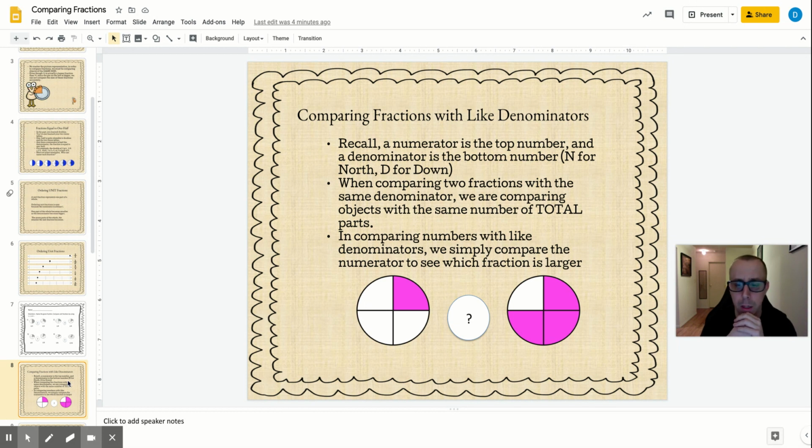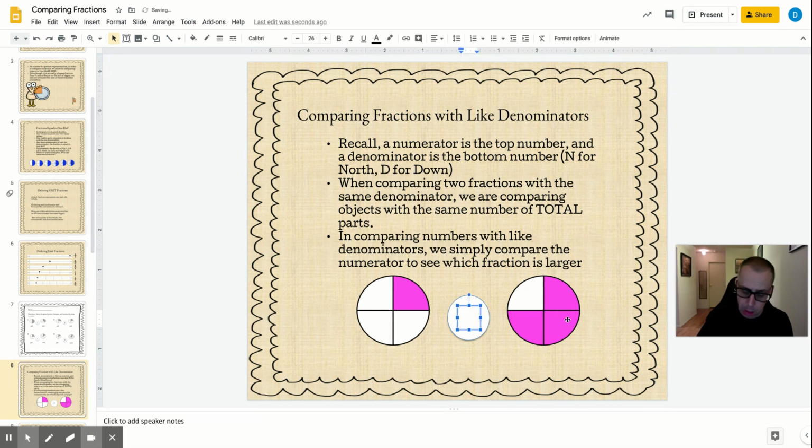So when we're comparing two fractions, we are comparing objects that have the same total. Here you can see both these fractions being represented are fourths. We have 1/4 and we have 3/4. You can see 1/4 is smaller than 3/4.